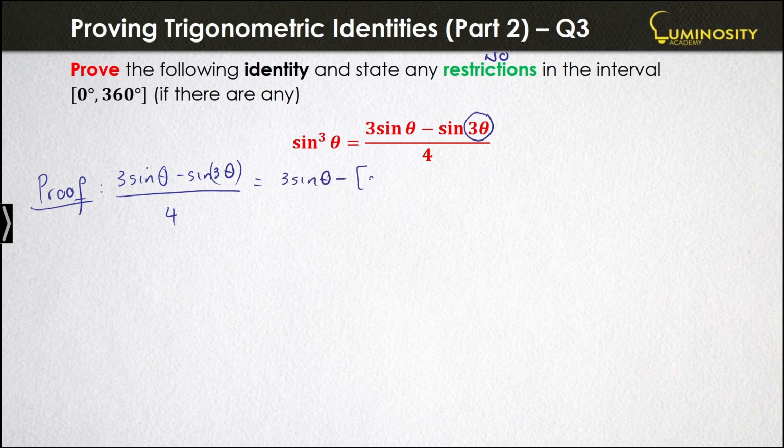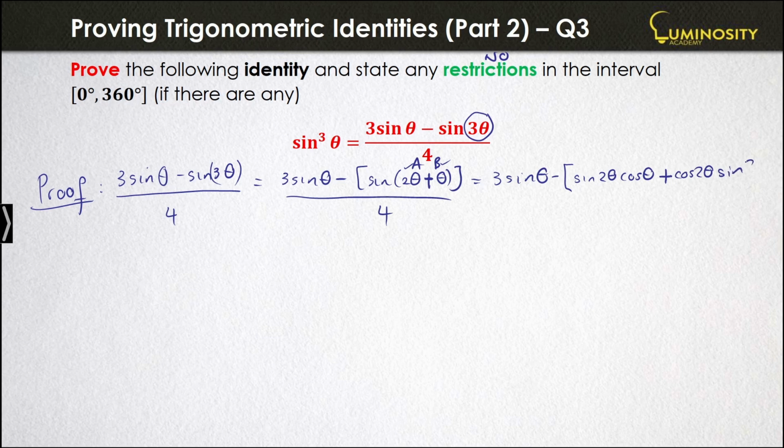Now, I can rewrite this as sine of 2 theta plus theta, all over 4. And the reason I'm going to do that is because if I expand this out using compound angles, I'm just going to be left with a simple theta and a 2 theta, which we can also simplify using double angle. So this is 3 sine theta minus. Now, this is angle A, angle B. So you have sine of A plus B. So it's sine 2 theta cos theta. And because the sine is plus in the middle, it's plus again. Cos 2 theta sine theta. So that's the compound angle formulae for sine.